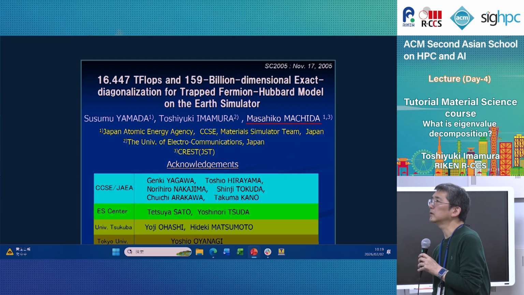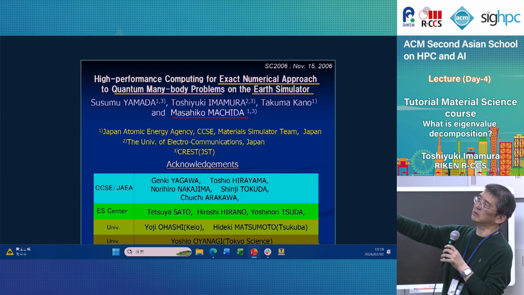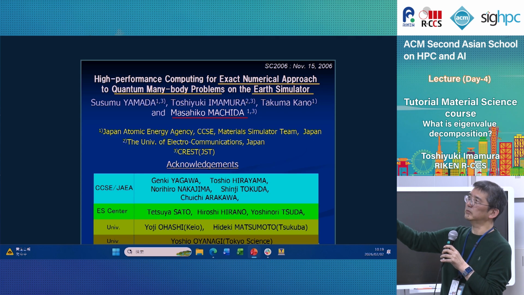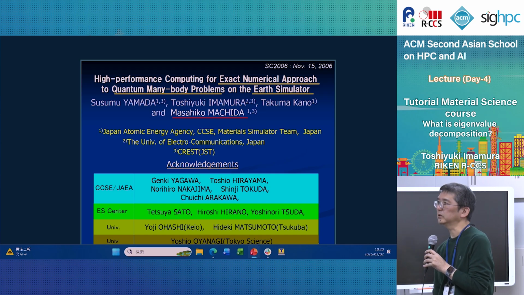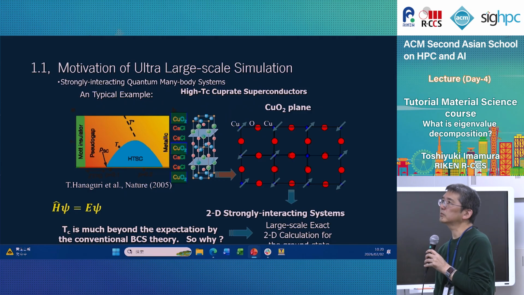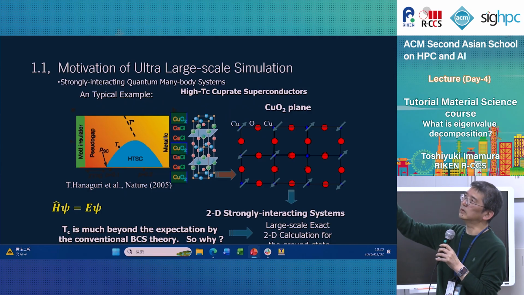We also had a similar approach to solve the material many-body problem, the quantum many-body problem, using the Earth Simulator. The main part of this project was the diagonalization: how to solve for the ground state, the smallest eigenvalue and eigenvector, of a very huge Hamiltonian matrix.